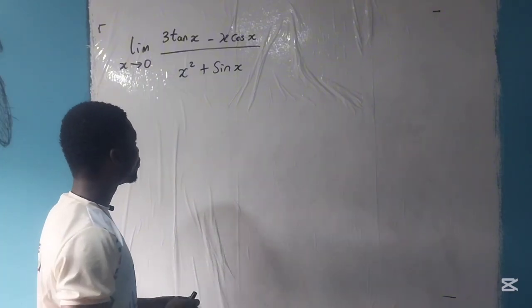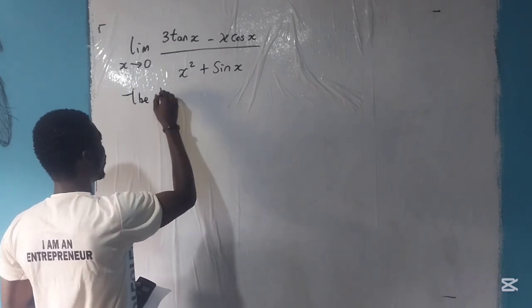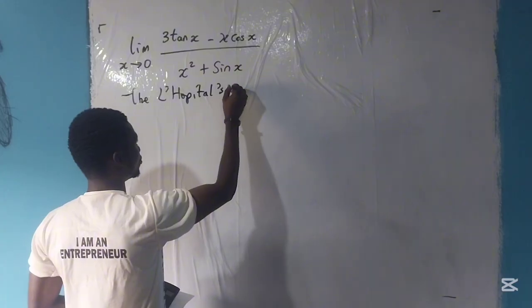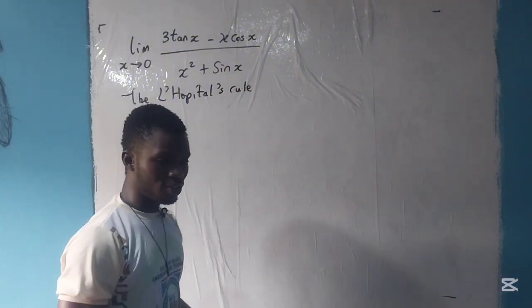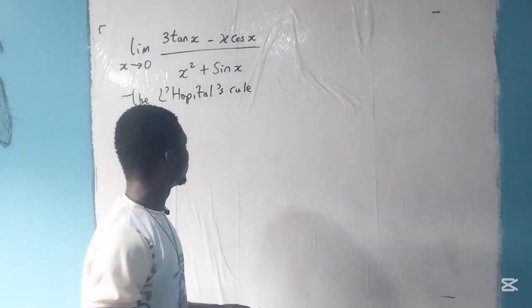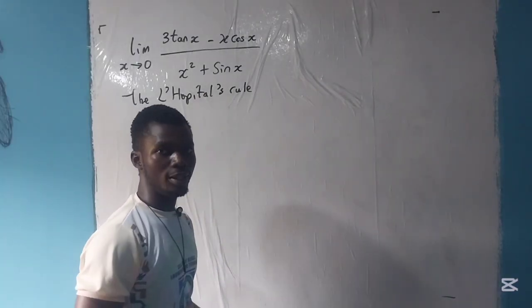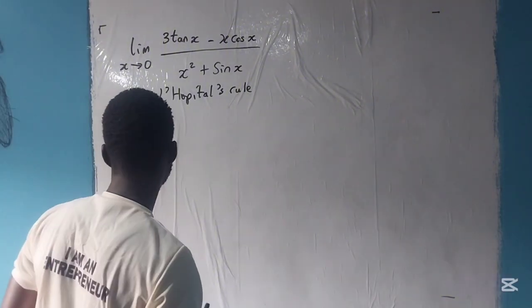Now the method that we're going to use for this one is called the L'Hopital rule of limits, whereby we are going to differentiate the numerator, differentiate the denominator, then after that we limit the function at x tends to 0. So let's see what we can get from here.